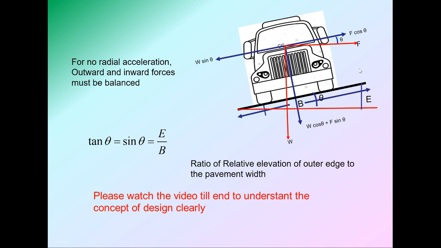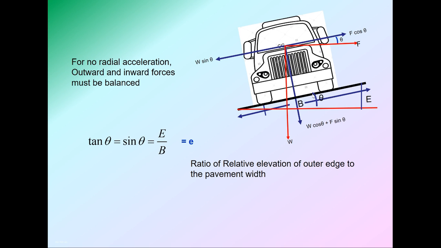For no radial acceleration, outward and inward forces must be balanced. Okay, so if this is the angle theta, that is the tilt, this angle theta will be reflected here also, then tan theta will be equal to sine theta, because theta is very small, you can take tan theta equal to sine theta, and it will be E upon the pavement width, B. And that is what we call the superelevation. That is the ratio of relative elevation of outer edge to the pavement width. And naturally, total superelevation, capital E, will be e into B. Small e is the rate of superelevation.